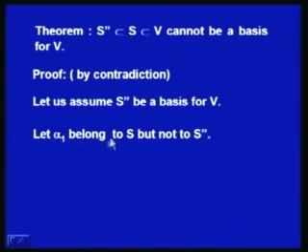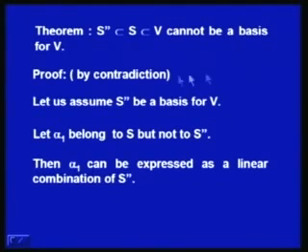So, let alpha 1 belong to S but not to S double dash. Because S double dash is a subset of S, there must exist some alpha 1 which belongs to S but not to S double dash. Then alpha 1 can be expressed as a linear combination of vectors of S double dash.